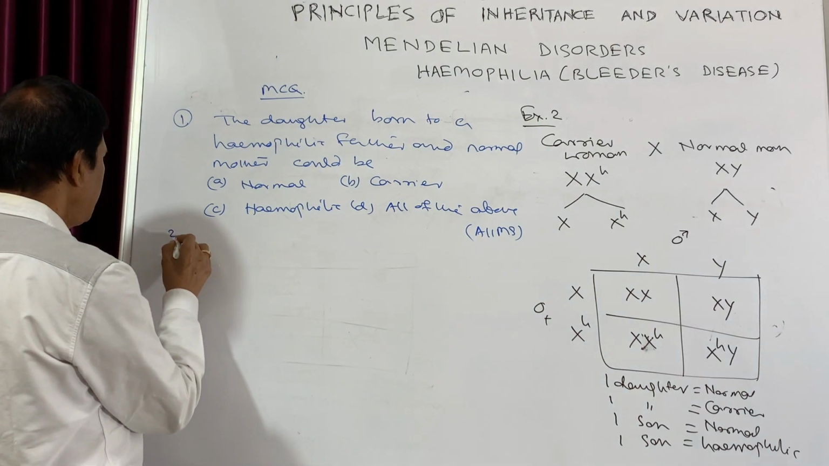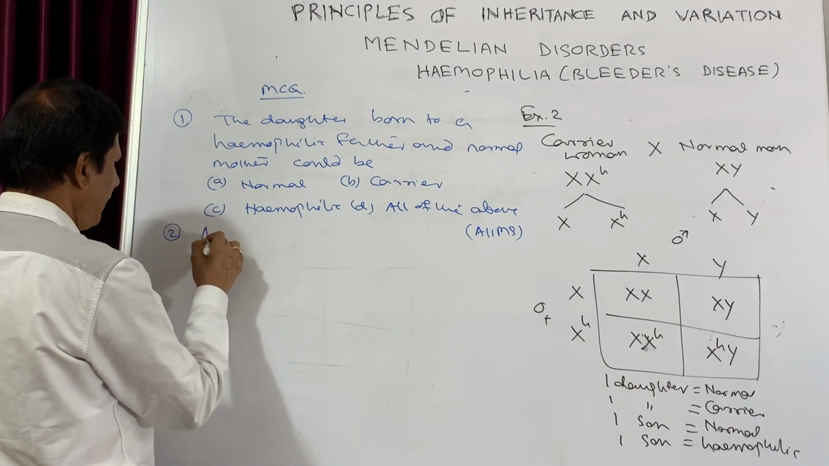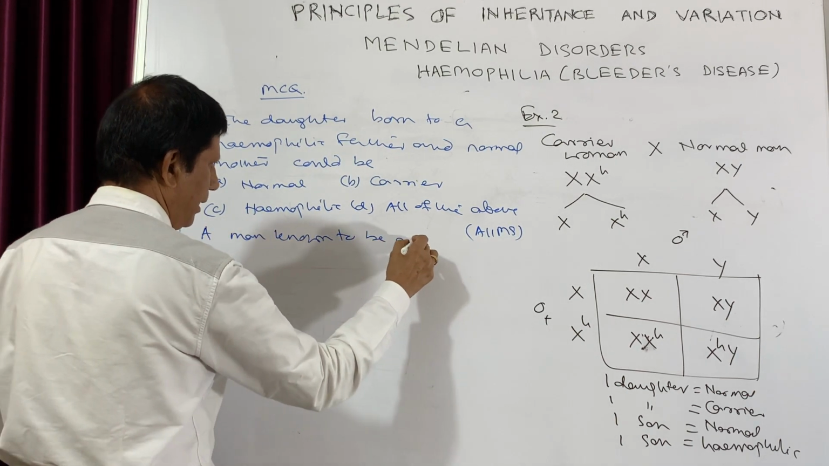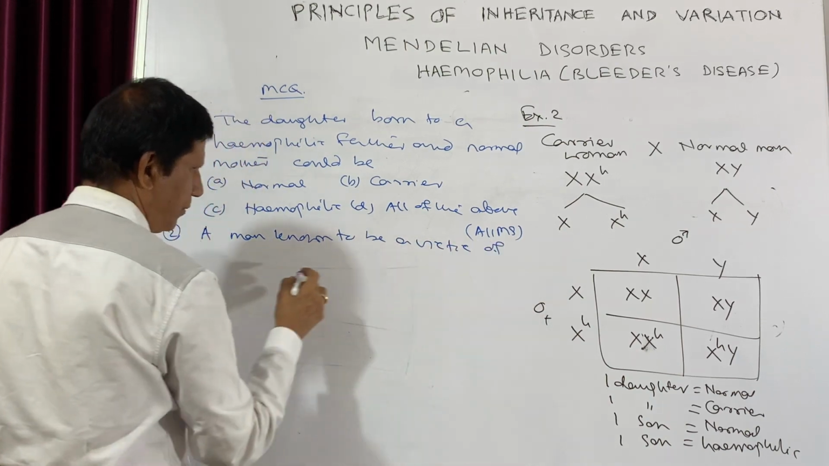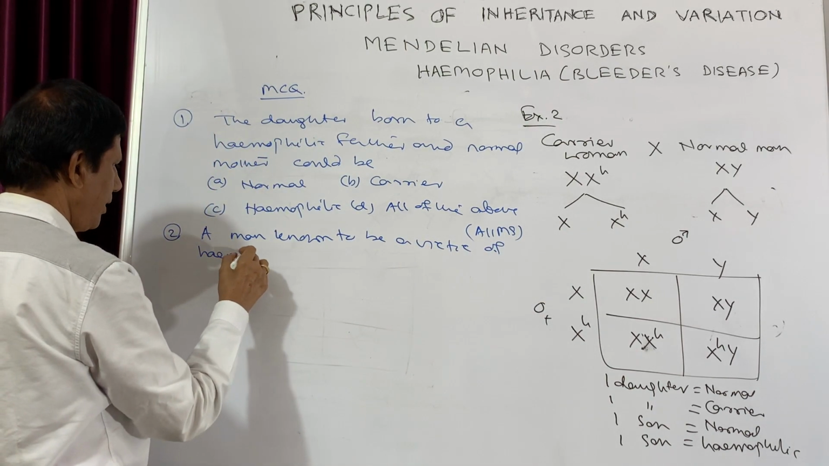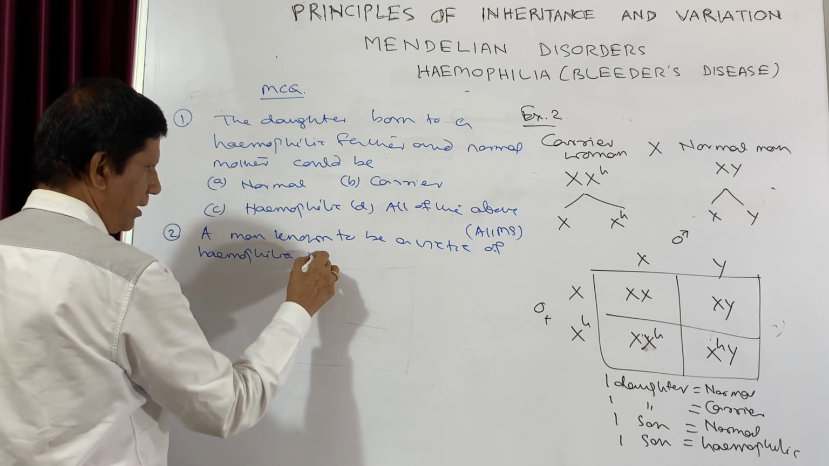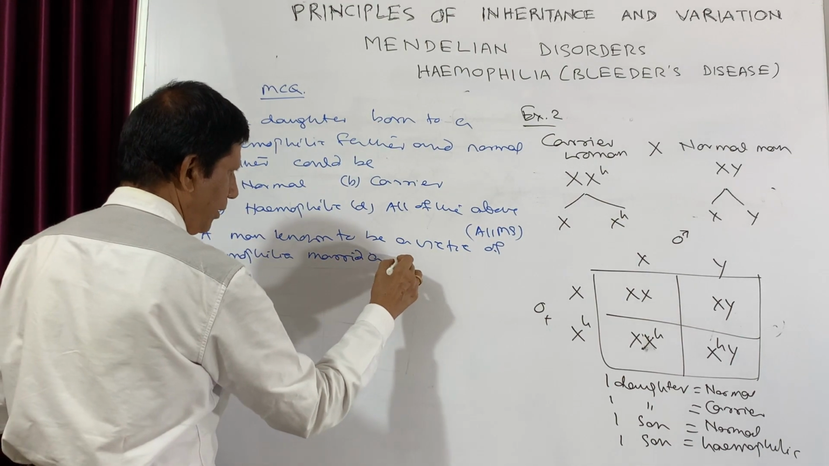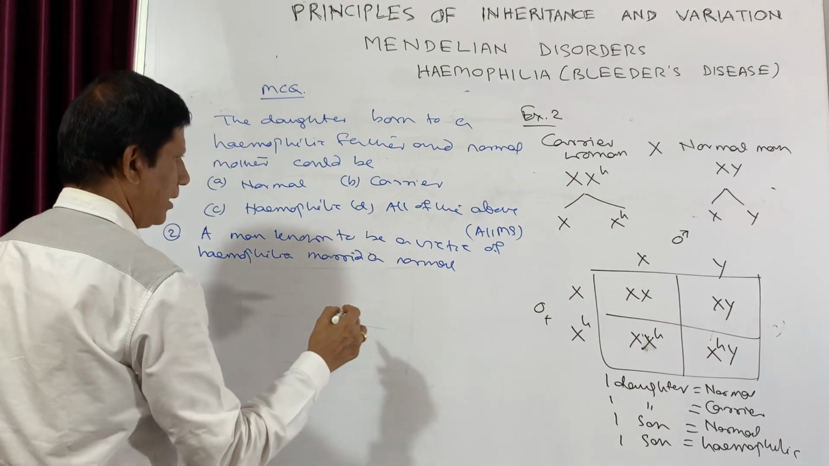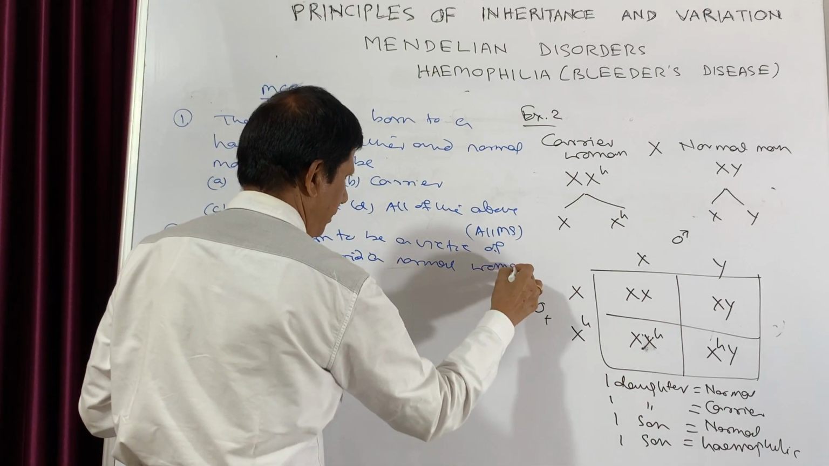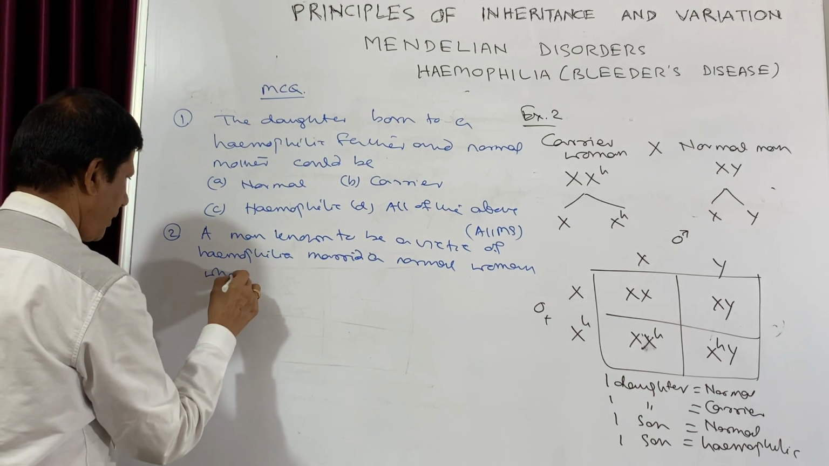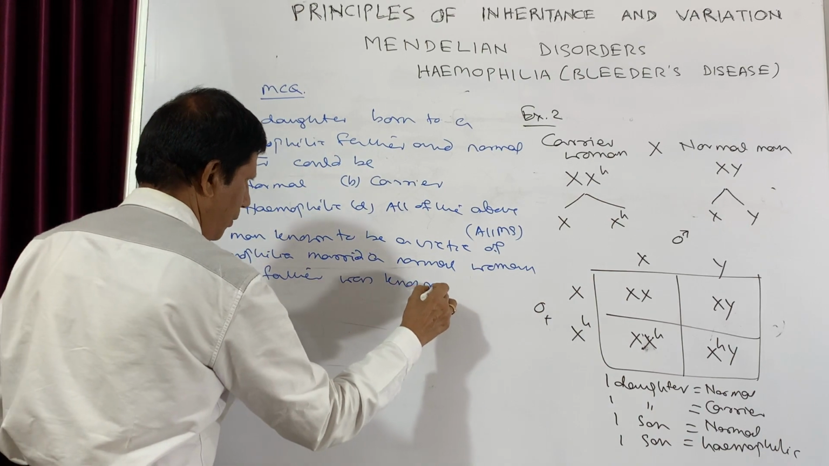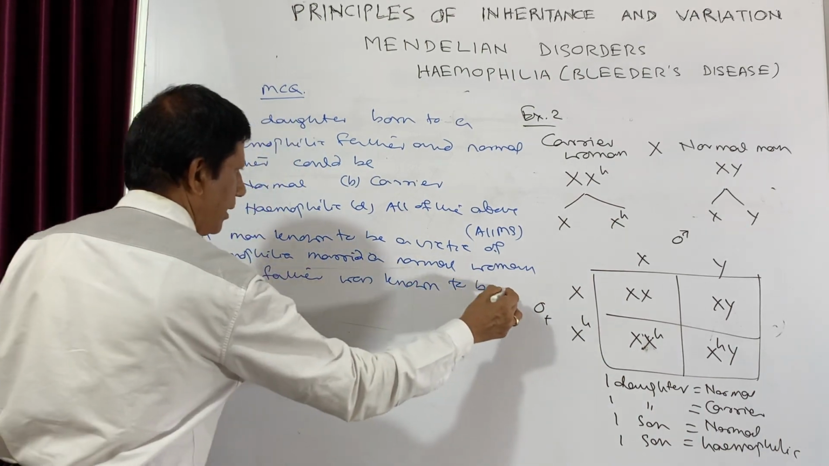Now let us discuss the second question. A man known to be a victim of hemophilia married a normal woman whose father was known to be a bleeder.